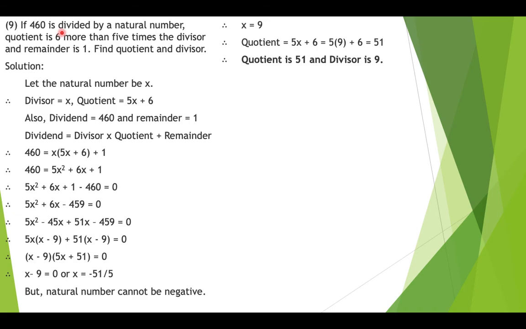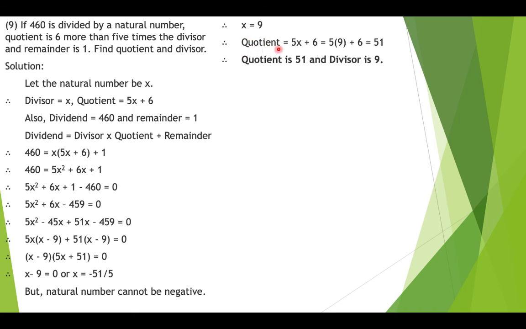So if 460 is divided by a natural number, quotient is 6 more than 5 times the divisor. So divisor is equal to x. So quotient is equal to 5x plus 6. Also dividend is equal to 460 and remainder is equal to 1. So we have dividend is equal to divisor cross quotient plus remainder. So 460 is equal to x into 5x plus 6 plus 1. When you solve this we get x is equal to 9 or x is equal to minus 51 by 5. Since we know that the natural number cannot be negative, we get x is equal to 9.